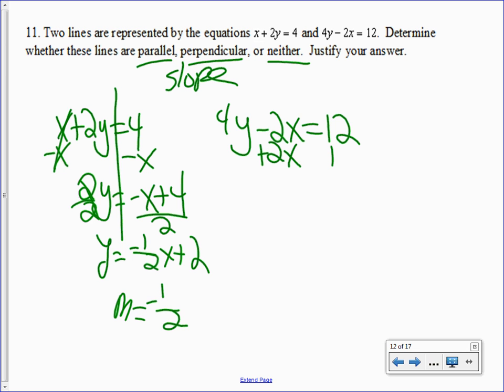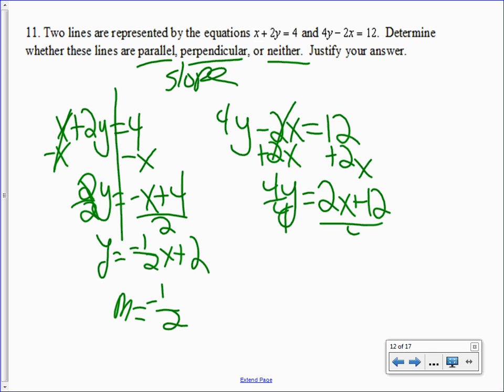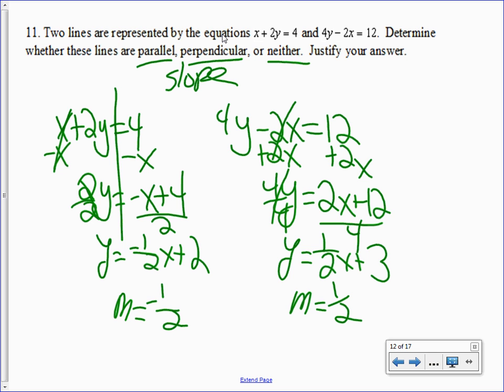Plus 2x, plus 2x, or y equals 2x plus 12. Just so you know, I did not expect you to do the algebra fast. This is why you got a pause button on this thing. The slope of this line is 1/2. Now, I know that parallel lines have the same slope. Are they the same? No. One's positive, one's negative. I know that perpendicular lines have negative reciprocal slopes. Are these negative reciprocals of each other? No. They're not flipped. Therefore, they're neither.